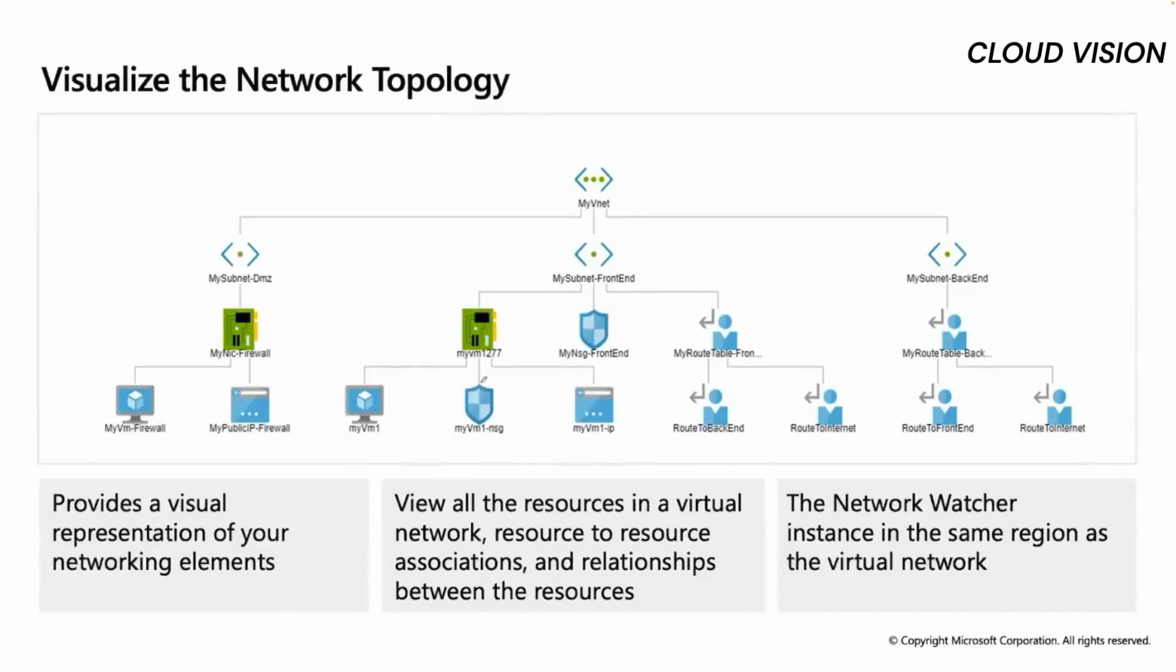This is a topology example diagram. This is how it's created with multiple resources. So you have a view of what it looks like in terms of the entirety of the landscape. This architectural landscape can be presented as and when needed to have full visibility. Okay, so this provides a visual representation of your networking elements and shows all the resources, like the virtual network, resource-to-resource association, relationships between resources, and so on.